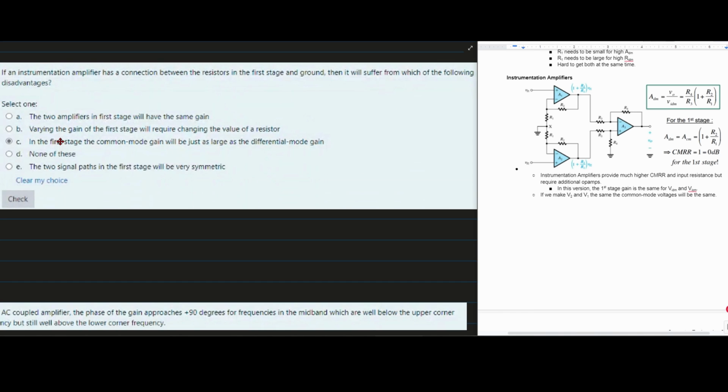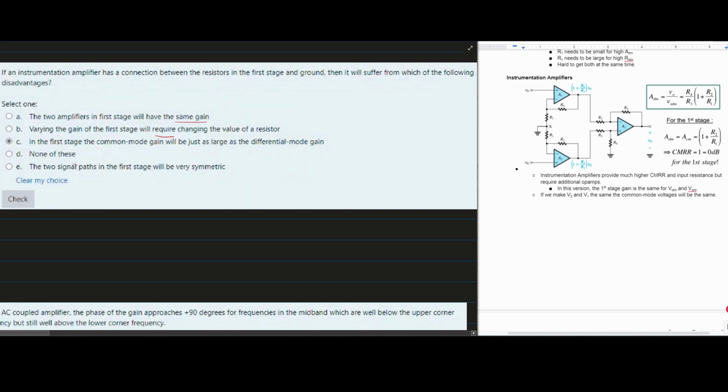So the first, we have the two amplifiers in the first stage will have the same gain. This is not necessarily true of it being a disadvantage, so this is going to be false. We have varying the gain of the first stage will require changing the value of the resistor. Well, we could vary the gain in different ways as well, so that's not required. So if we were to mark out the reasons why it's not true, it's the requirement part right here, and then the same gain here.